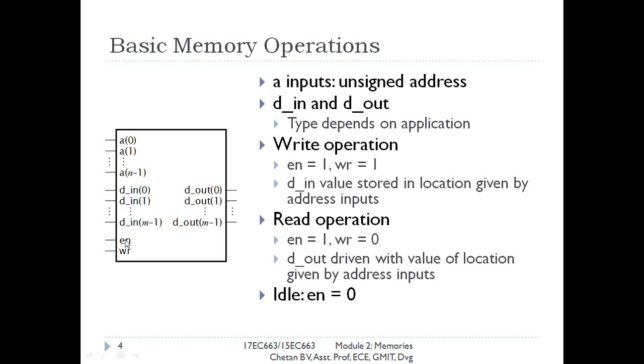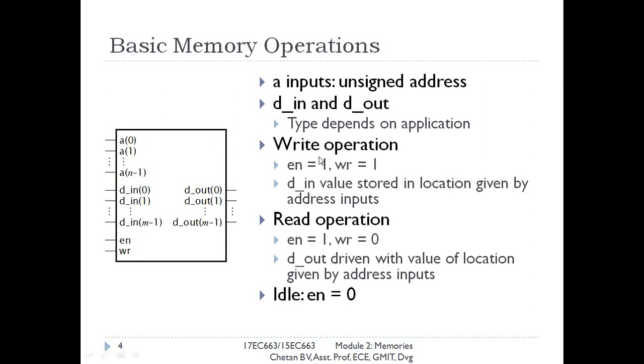En is enable, which is a control signal. This enable should be 1 for read or write operation. If enable is 0, the memory cannot perform any operation. Next we have one more control signal, WR. If this WR is 0, the memory can perform a read operation. If this WR is 1, memory performs write operation.